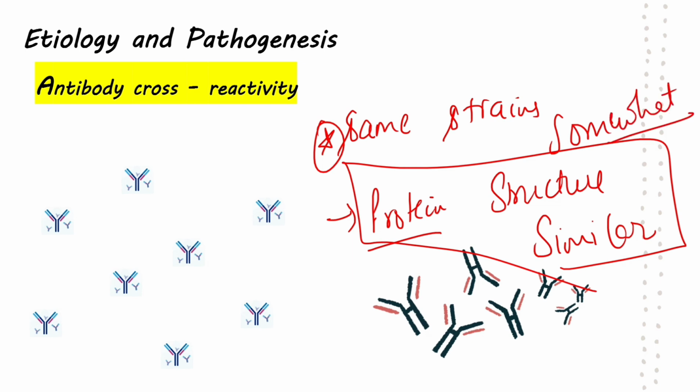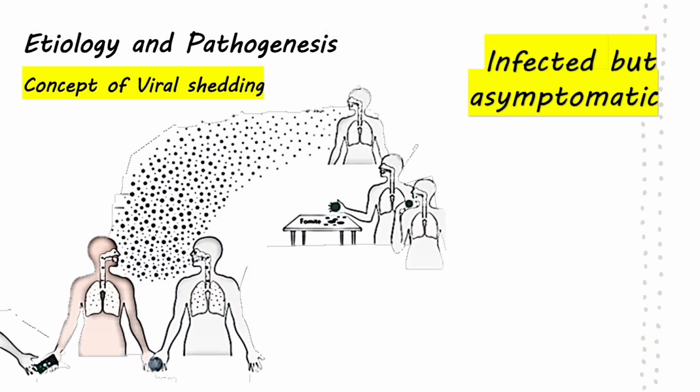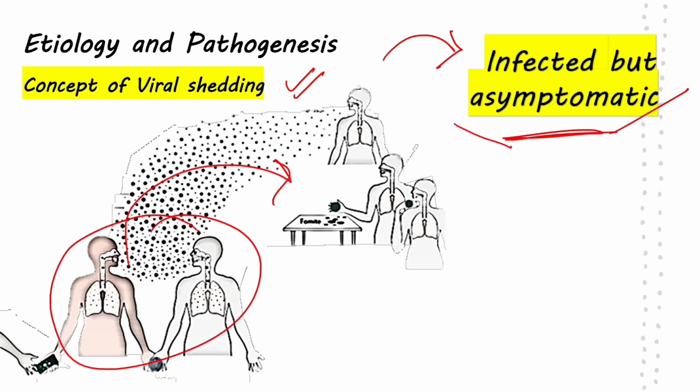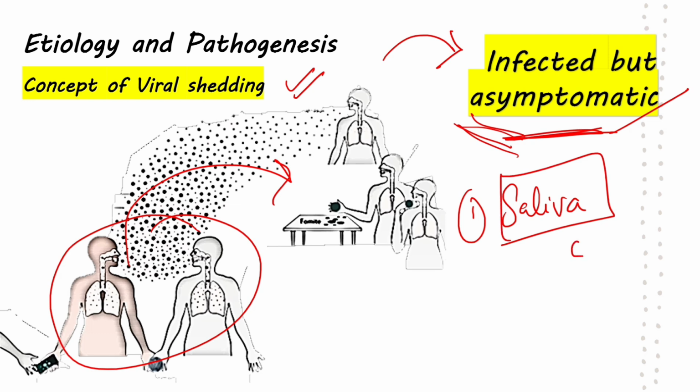Now, after all this, a phenomenon known as viral shedding occurs. Viral shedding is a phenomenon in which an infected but asymptomatic individual may be capable of transmitting the virus. Asymptomatic shedding of intact herpes simplex virus particles in saliva occurs in approximately 2 to 10% of healthy adults without clinical symptoms.